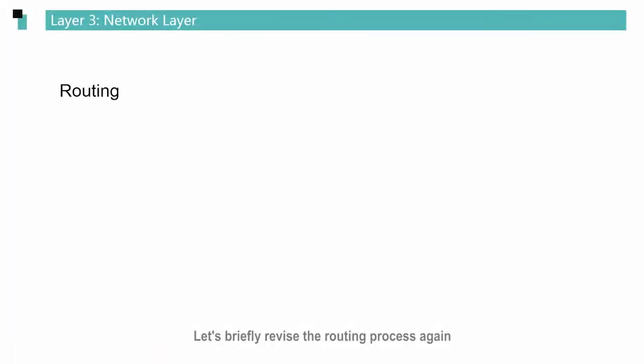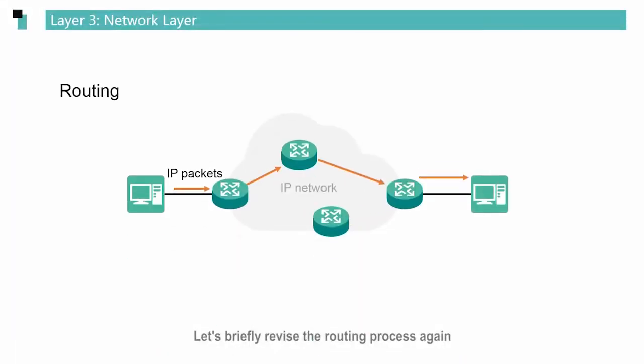Let's briefly revise the routing process again. A router or other Layer 3 device receives an IP packet. It checks the header for the destination address, finds the matching entry in the routing table, and forwards it out of the corresponding interface to the next hop device. If there's no matching entry, the packet is dropped.